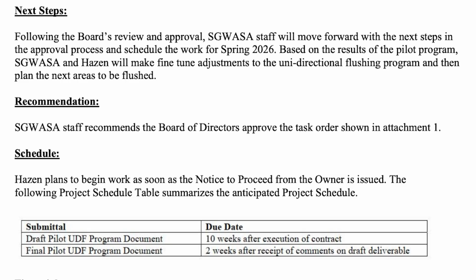Schedule. Hazen plans to start work as soon as the notice to proceed is issued. And then we will have the following project schedule. You'll have a draft document 10 weeks after execution of the contract, and final pilot, which would be 2 weeks after receipt of comments on draft deliverable.